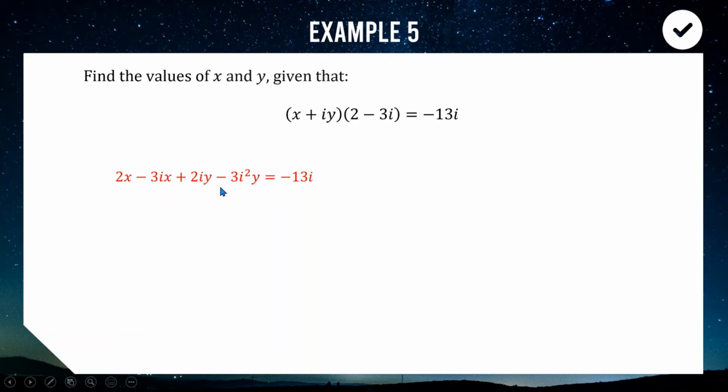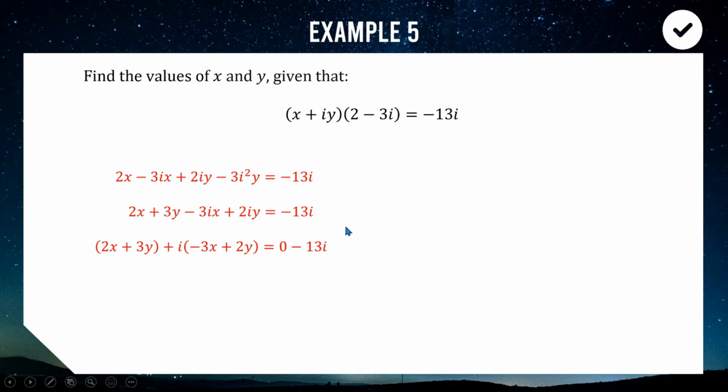What I'm going to do is write the positive 3y out the front with the 2x. The reason I'm writing these together is because they don't have any i's with them, so they are real parts. I'm going to put the imaginary parts together. So I've got the minus 3ix just here, and the plus 2iy just here. Now we're going to write the real part in brackets just to separate them. This is the real part of the left-hand side. If we factor the i out of the two imaginary parts, we get minus 3x plus 2y.